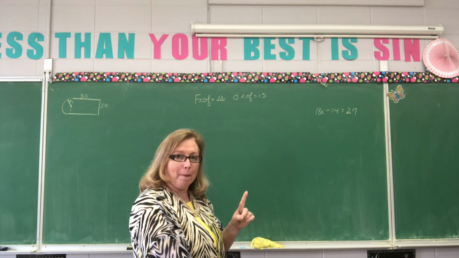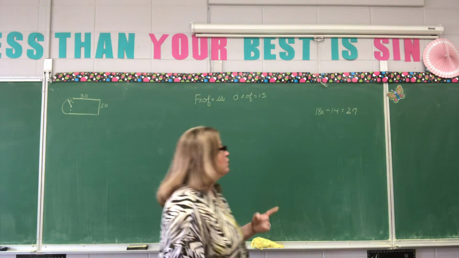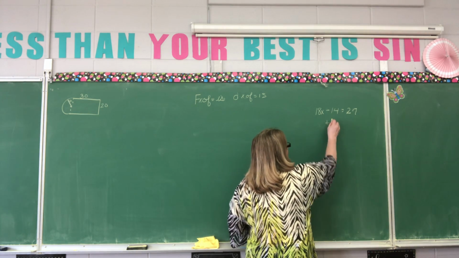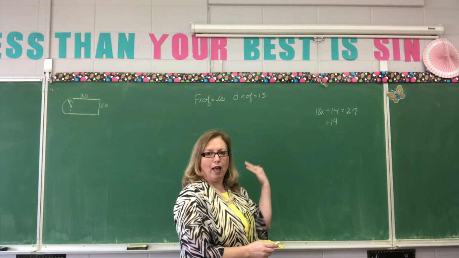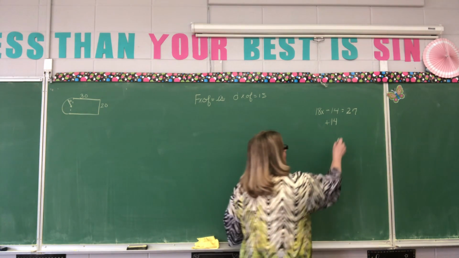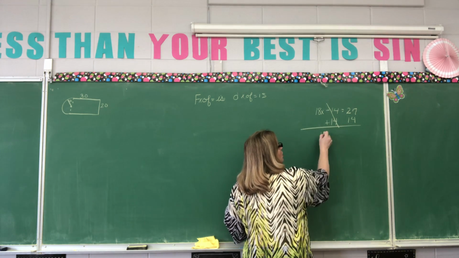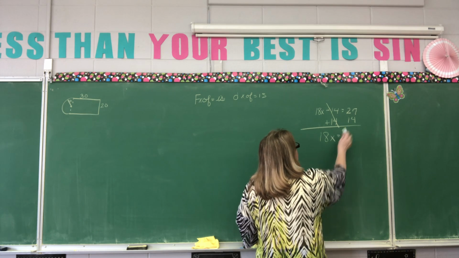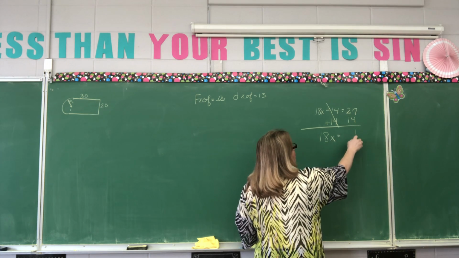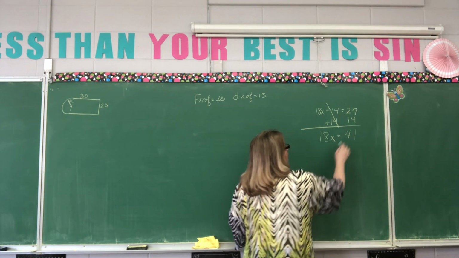I'm going to do the opposite of what it says. It says subtract, so I'm going to add. So I'm going to add 14. But rule number 2, whatever I do on the left, I have to do on the right. So I'm going to add 14. These are going to cancel, leaving me 18x equals 7 plus 4. I'm going to carry my 1. So I have 3, 4, I have 41.